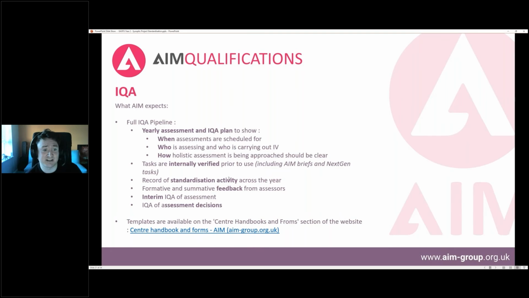You'll have your standardization activity across the year, showing how you as a team are standardizing the approaches that you're taking to assessment, as well as the assessment itself, and how that holistic assessment is being approached. You'll have your formative feedback, your summative feedback, and then you'll have the IQA of that feedback and those assessment decisions. All of these documents from the IQA pipeline, you can find templates for on the AIM website, or you may have your own forms that you need to use as part of your center, which is also completely fine, so long as you're showing the same kind of processes there. There shouldn't be a need to do any duplication. Your EVs will guide you if you're not including certain types of information or certain things are missing from your IQA pipeline. So yeah, more of a reminder there from IQA.